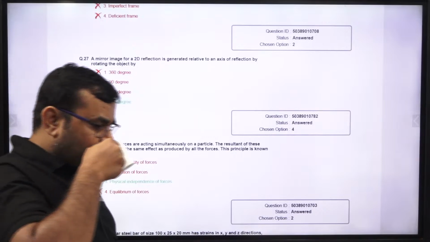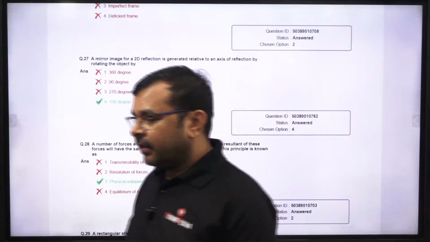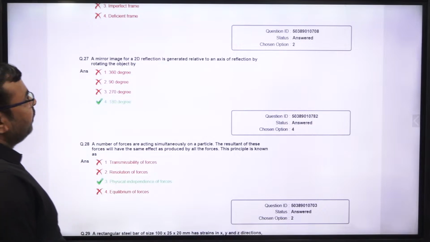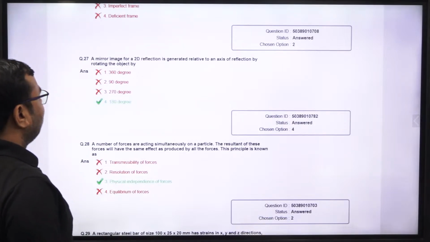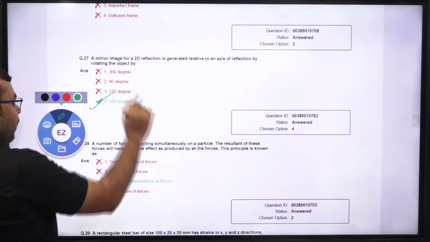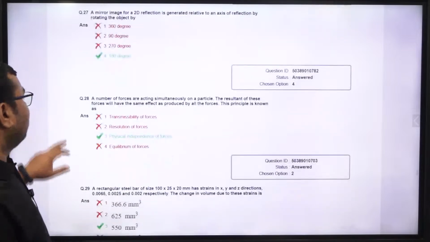Tell me, which one is the right answer? Which one is the right answer? Anyone? Tell me. Okay, so you can see a mirror image for 2D reflection is generated relative to an axis of reflection by rotating the object. So this is a very simple question. You must remember this. Answer 180 degree. Is it clear? 180 degree is the right answer. Okay, so what about this question?